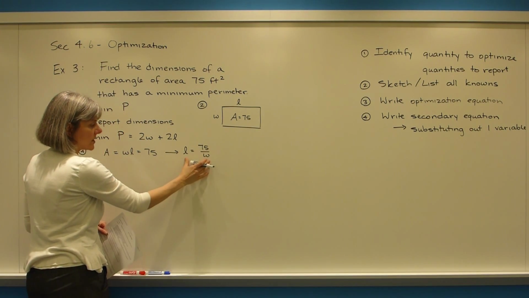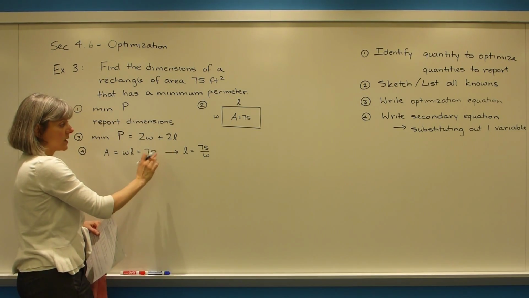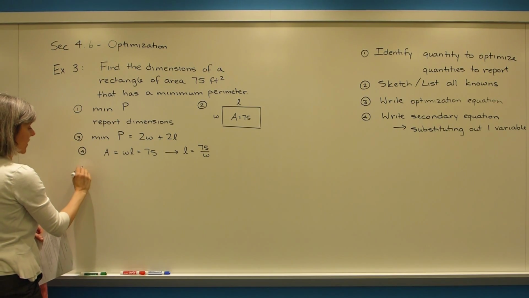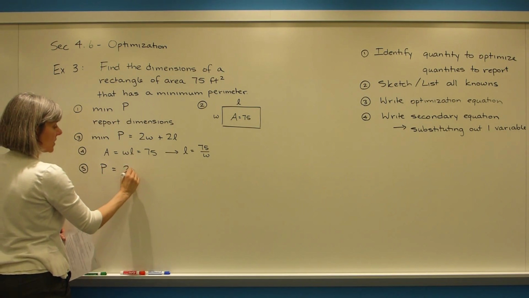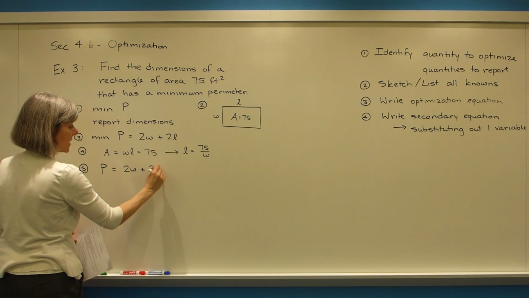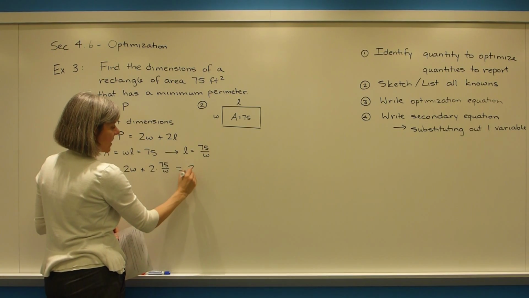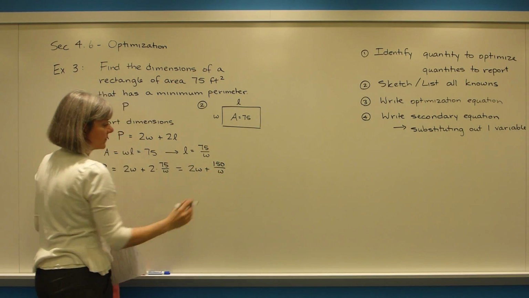And now you use this to substitute in your optimization equation so that you can get down to one variable. So now what do I have? I'm ready to work some calculus, so I have perimeter is equal to 2W plus 2 times 75 over W. Let's go ahead and clean that up: 2W plus 150 over W.